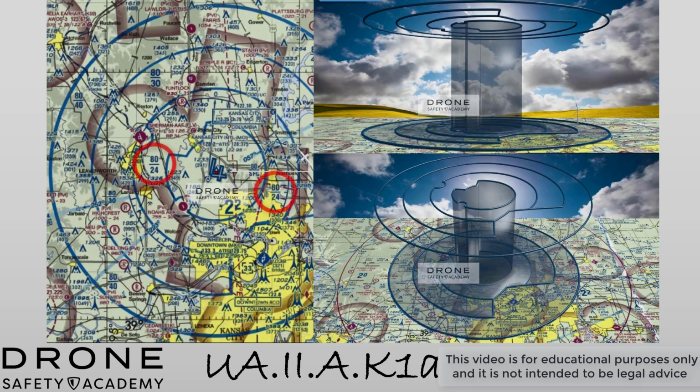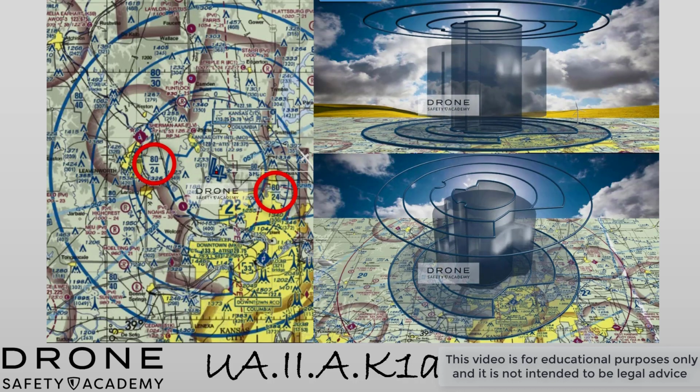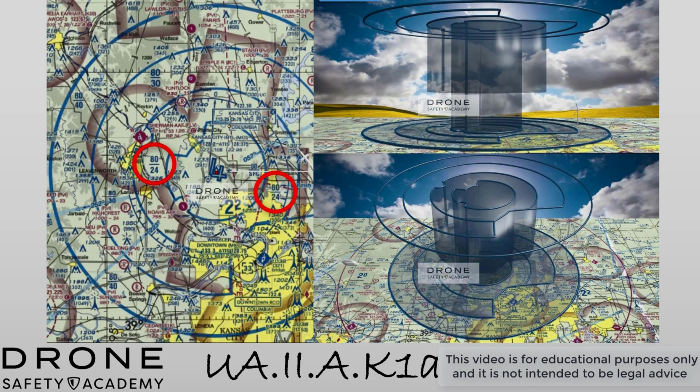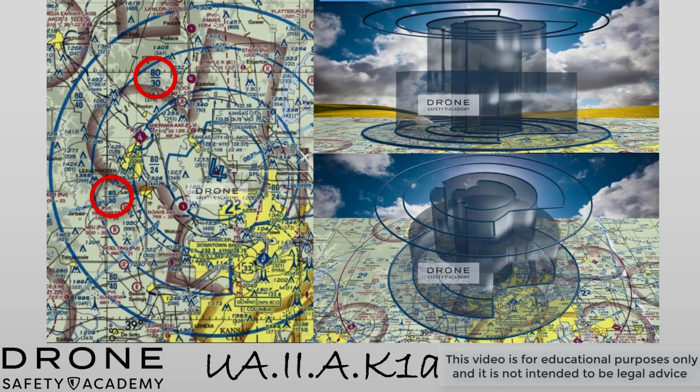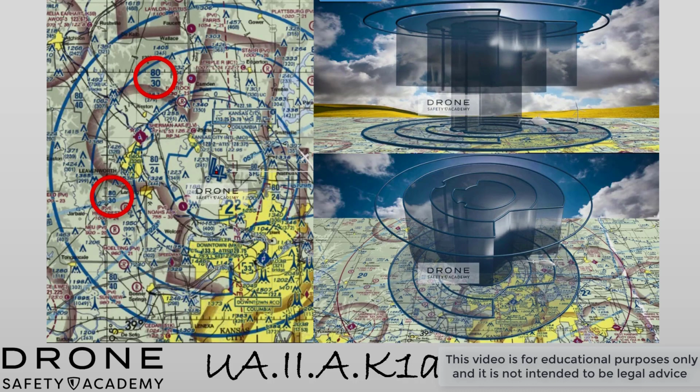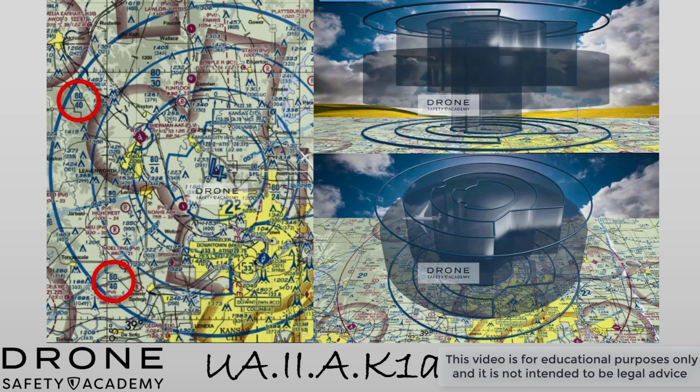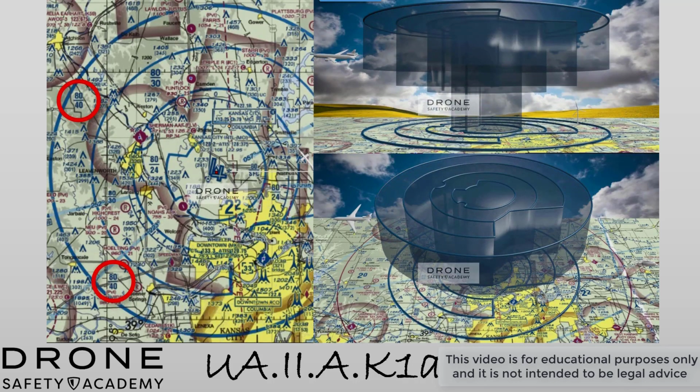The first tier begins at 2,400 feet MSL and extends all the way up to 8,000 feet MSL. The second tier begins at 3,000 feet MSL and extends all the way up to 8,000 feet MSL. And the final tier, 4,000 feet MSL, extending all the way up to 8,000 feet MSL. Pretty easy.